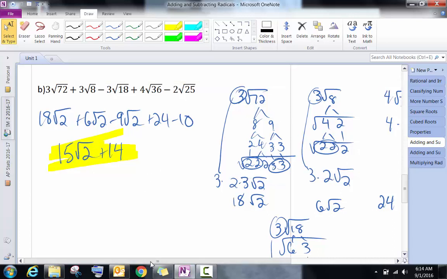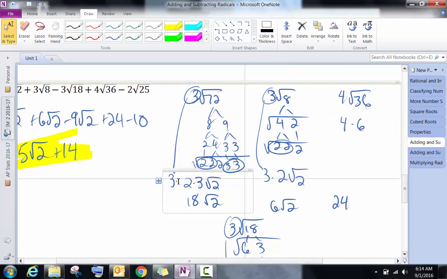Letter B here. 3 root 72, we bring the 3 down. 72 breaks into 3 2's and 2 3's, and it's square root, so we're looking for pairs. So I got a pair of 2's, pair of 3's, so I bring out a 2 and a 3. The 2 is left inside. Now the 3, the 2, and the 3 we have on the outside, we multiply together, get 18, and 2 is still stuck inside. So that 3 isn't an index, it's a coefficient. It's a big 3, not a little 3.